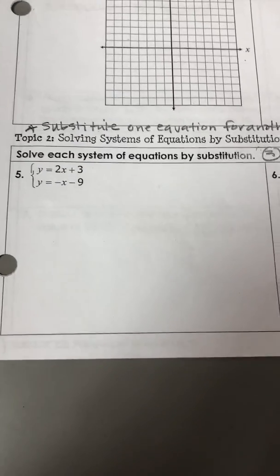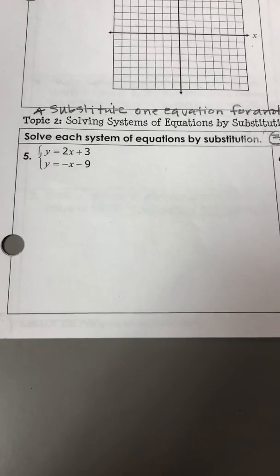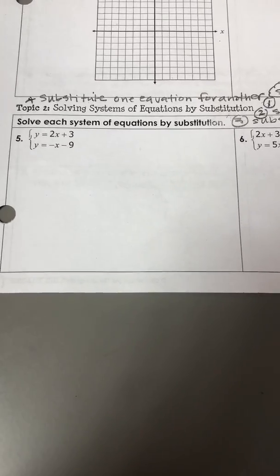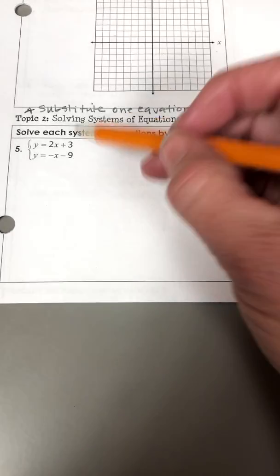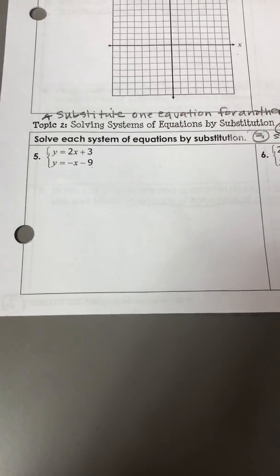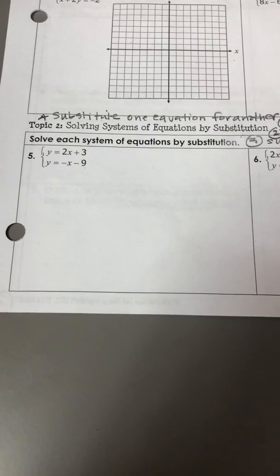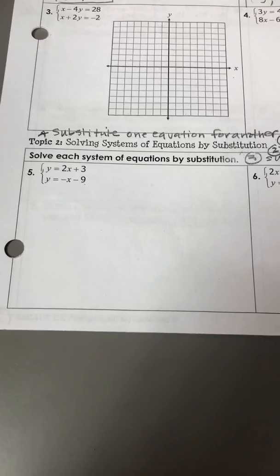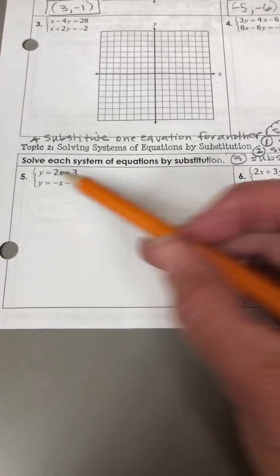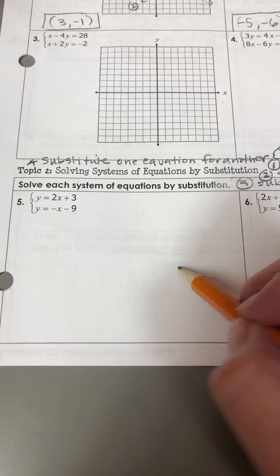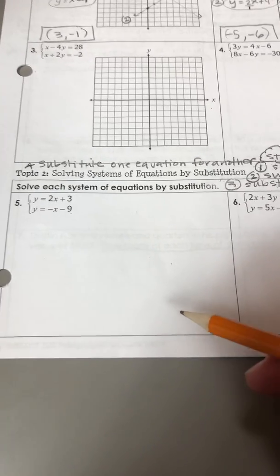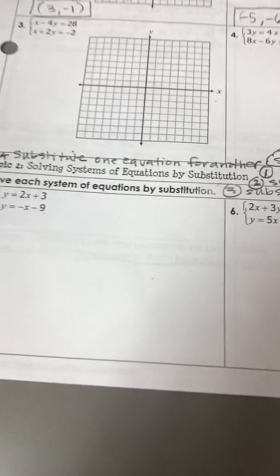Alright, so here is a quick video about substitution. Remember, this is one way to solve a system of equations. And a system of equations is simply two equations that I'm trying to find a solution for. When I substitute one equation for another, I'm going to solve for one of these variables, and then plug my answer back into an equation to get my other value. So I will model that right now.